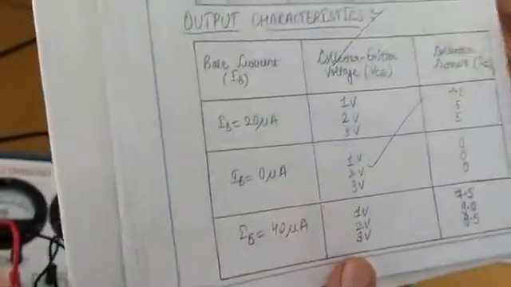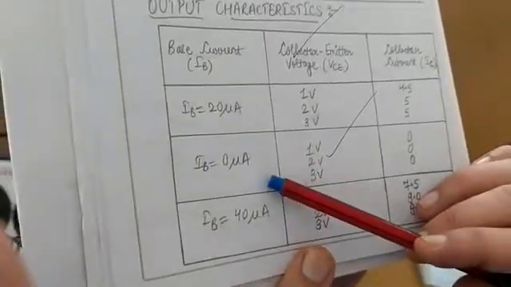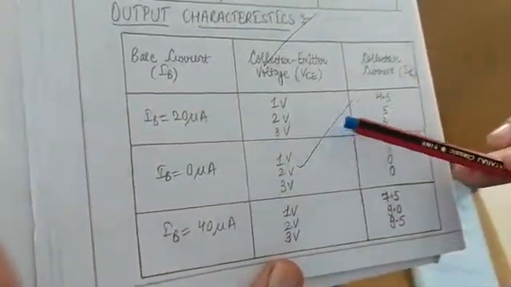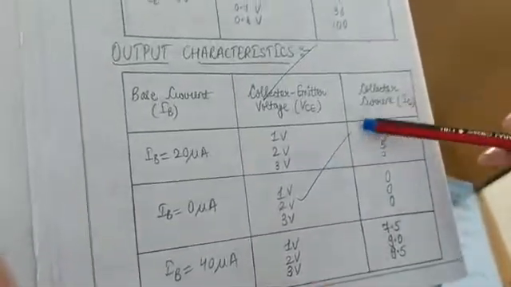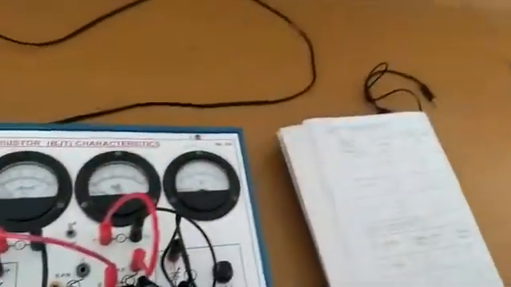Similarly for the output we are going to take IB as constant, and VCE will be varying, and with the variation of this VCE we are going to see the variation in the output current. So let's start with this experiment first.